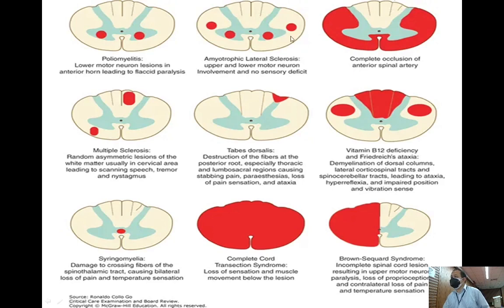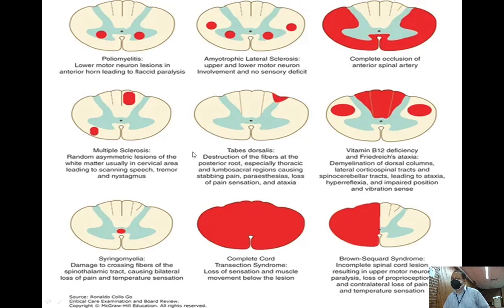And in complete occlusion of the anterior spinal artery, you look at this. This is dominantly involving the white matter, and involving the intermediate part of the posterior tracts, the anterior pathways, lateral pathways, posterior pathways, isn't it? And multiple sclerosis affecting the posterior column and the anterior. Random asymmetric lesions of the white matter, usually in the cervical area, leading to scanning speech, tremor, and nystagmus. So these are a few things that you can remember with regards to multiple sclerosis.